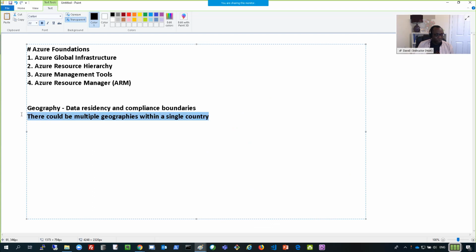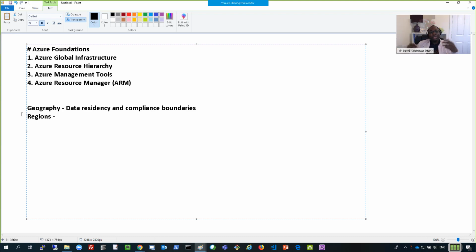Who wants to help us with understanding? So geography. Let's go for the next one, which is regions. How would you describe a region? You can unmute yourself to answer. Feel free to. Geographically separate location by 300 miles. By 300 miles, yeah, I like that.